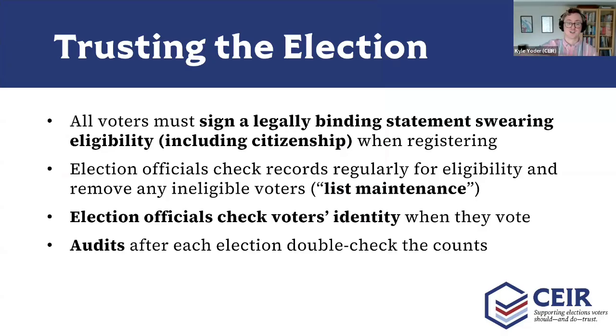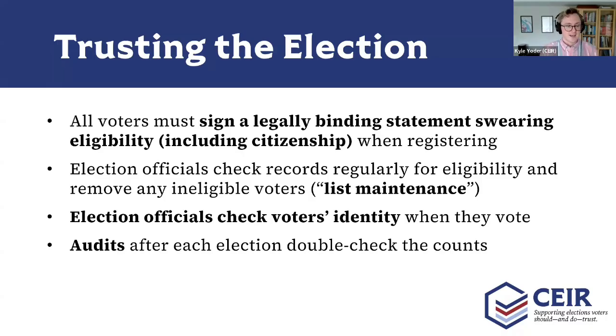In addition to that attestation, year-round, 365 days a year, election officials are checking records regularly for eligibility and removing any ineligible voters. This is a process commonly referred to as list maintenance. It is prescribed in federal law. All states are doing this. All election officials are doing this across the country, being very vigilant about keeping their voter records up to date and making sure that everything is accurate and running smoothly.